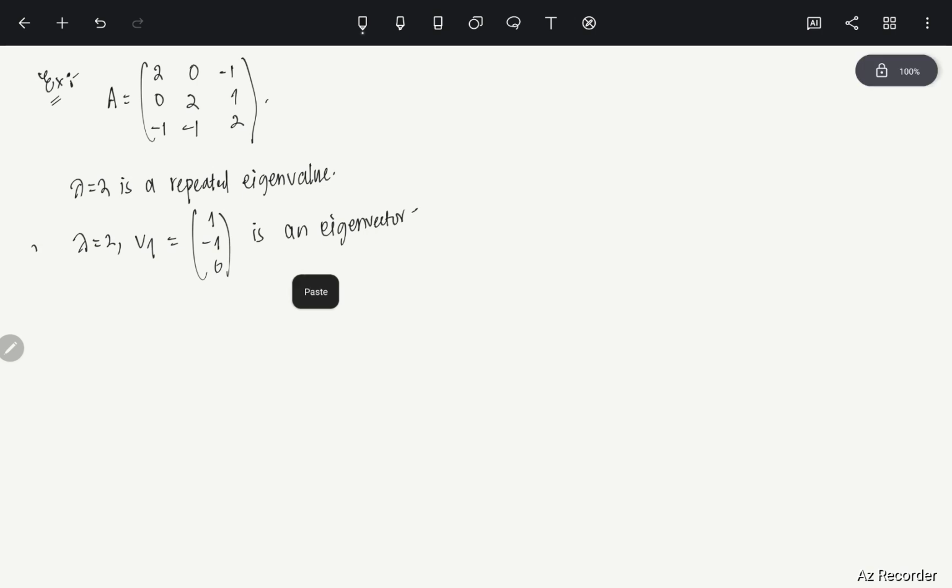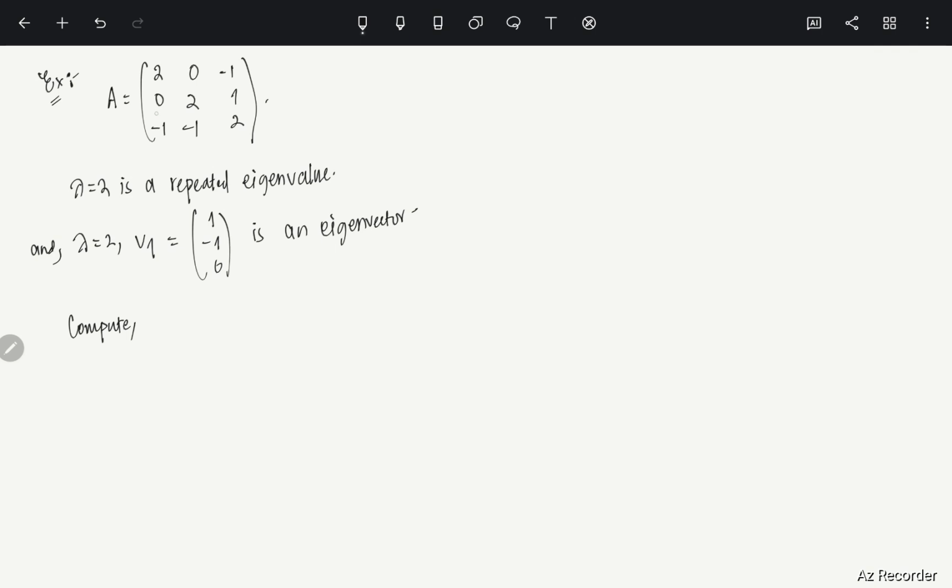Now the thing is this. I have 2 repeated thrice, right? 2, 2, 2. But I only have one eigenvector. Since it is just one eigenvector and it is non-zero, it is independent. That's not a problem. Now I need to get another 2 eigenvectors. How am I going to get them? This is the procedure to do it. Please remember this.